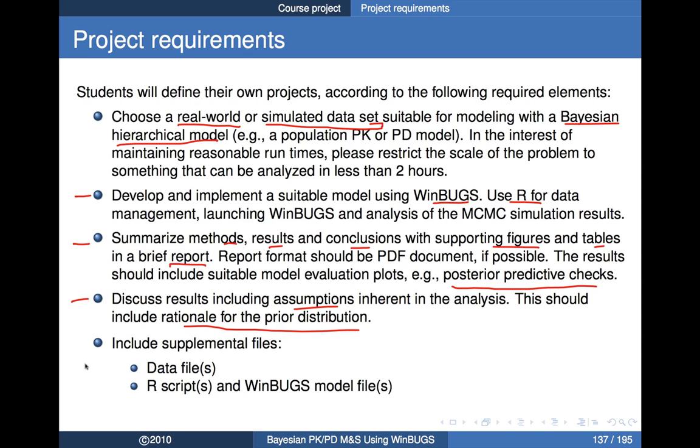And then finally include supplemental files, things like data files, R scripts, and WinBUGS model files. I guess probably the preferred way to do all of this would be to package the whole thing up into a zip file that when I unzip it will give me the report as well as the supporting files.